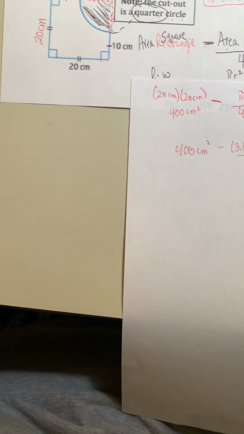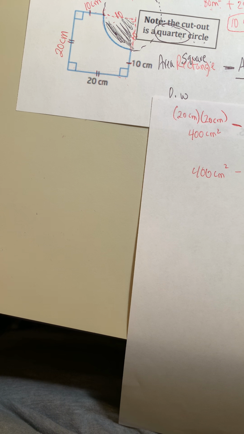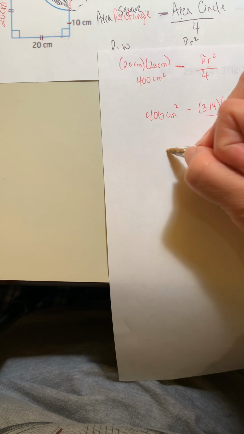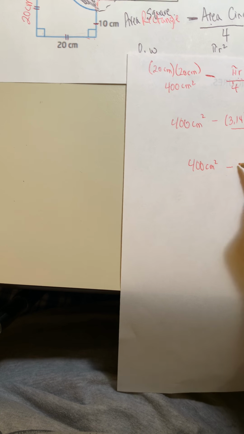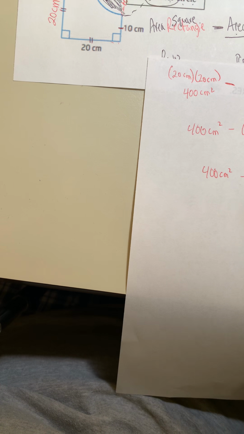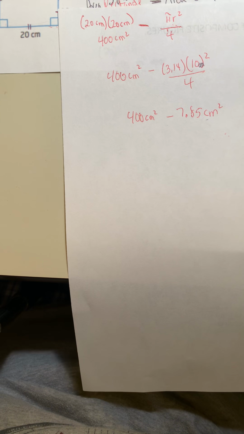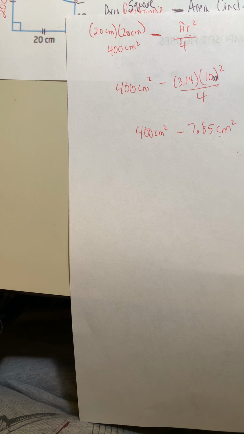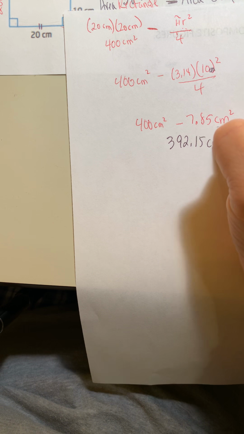So go ahead and do this on your calculator. 3.14 times 10 squared, well, it gives you 314, and divided by 4. That should give you 78.5. Hmm, so 400 centimeters squared minus 7.85 centimeters squared. This 10 is centimeters. So centimeters times centimeters is centimeters squared. So now you subtract 400 minus 7.85, and you get 392.15 centimeters squared.